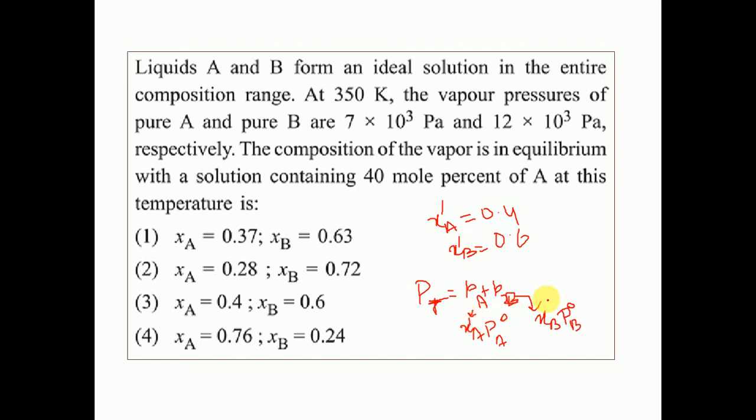Okay. So now this will be equal to XA multiplied by the total pressure, fine. So from here we can calculate the value of XA and XB. So the second option is correct.